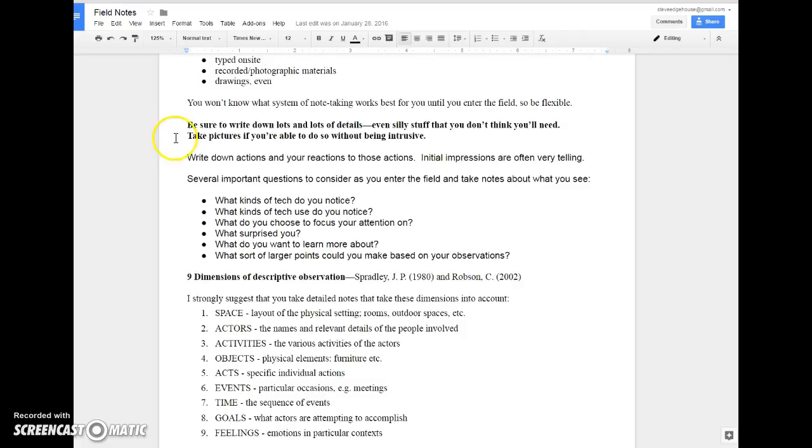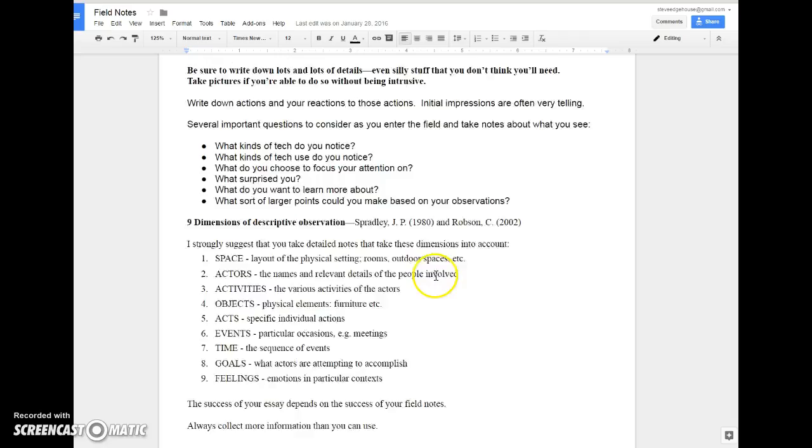You also want to filter what you see through your own perspectives. And so, what did you notice? What surprised you? What did you find yourself focusing on? What larger points could you make based on your observations? I'm trying to get you to jump forward into thinking about your plans for the paper itself. It's really never too soon to do that.